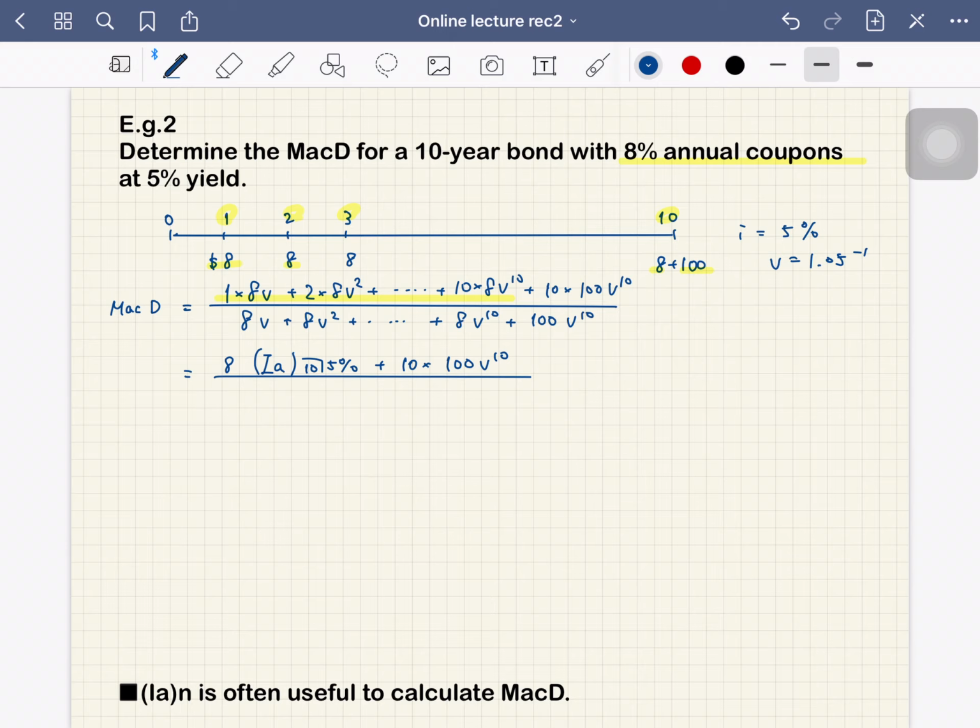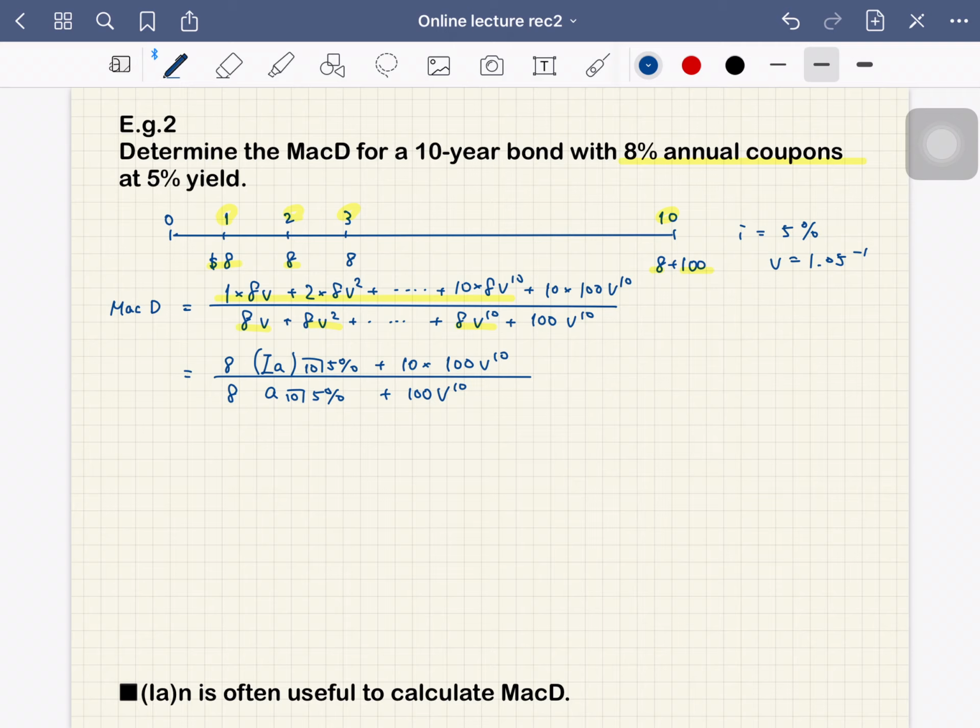So how about the denominator? The denominator is simpler. The denominator is 8v squared to 8v^10. So this is exactly the present value of an annuity immediate. So this is 8 times annuity immediate, 10 years at 5%. Then finally the 100 times v to the power 10.